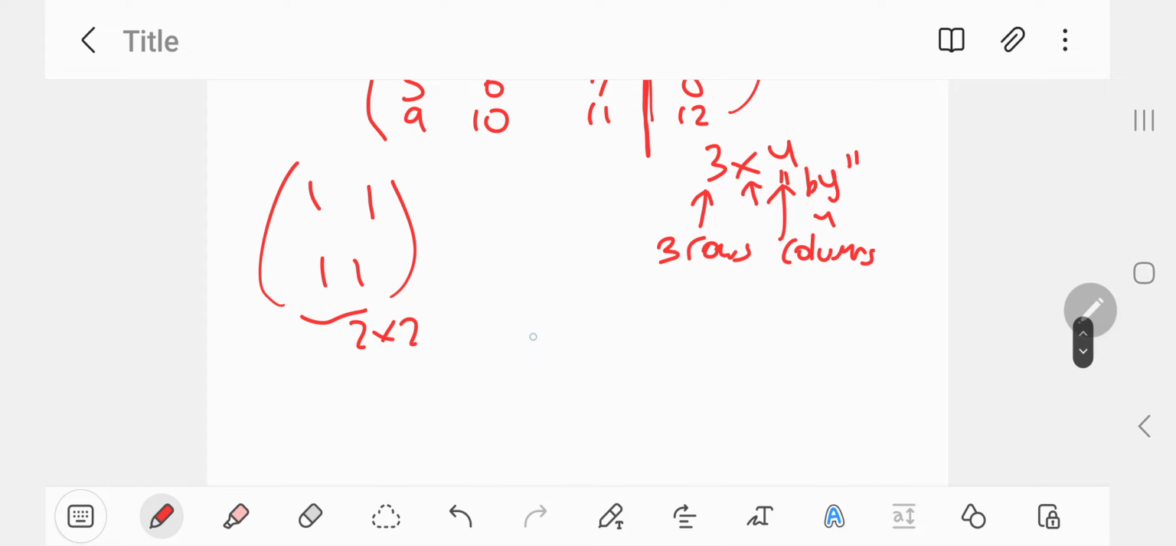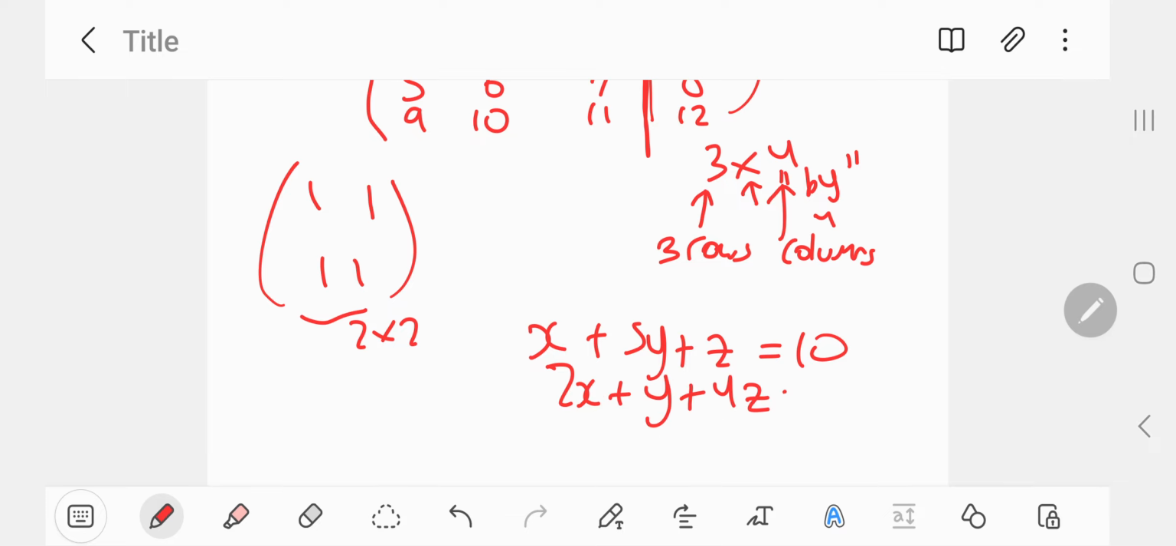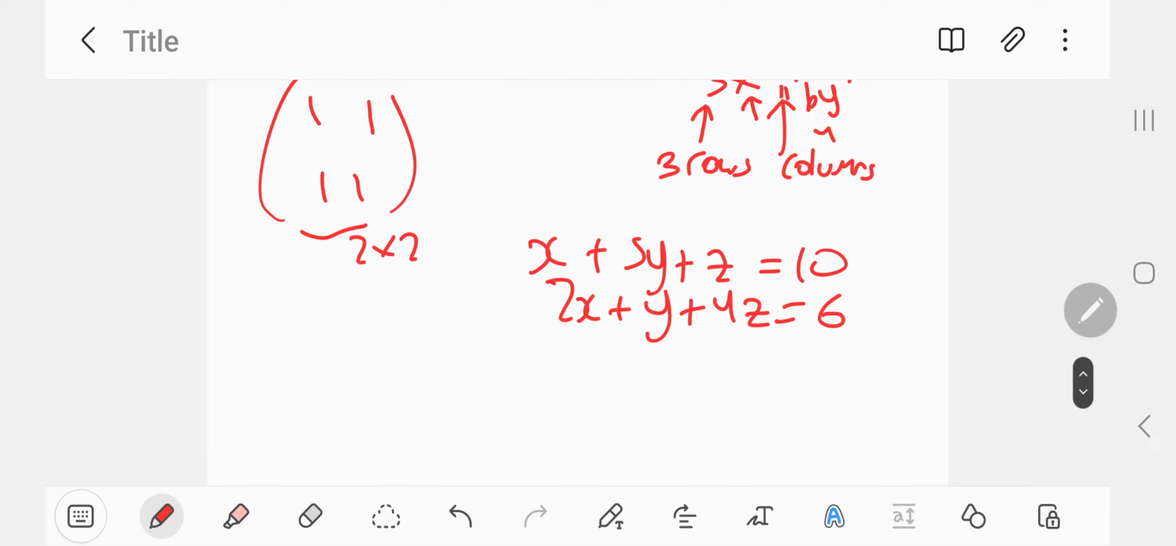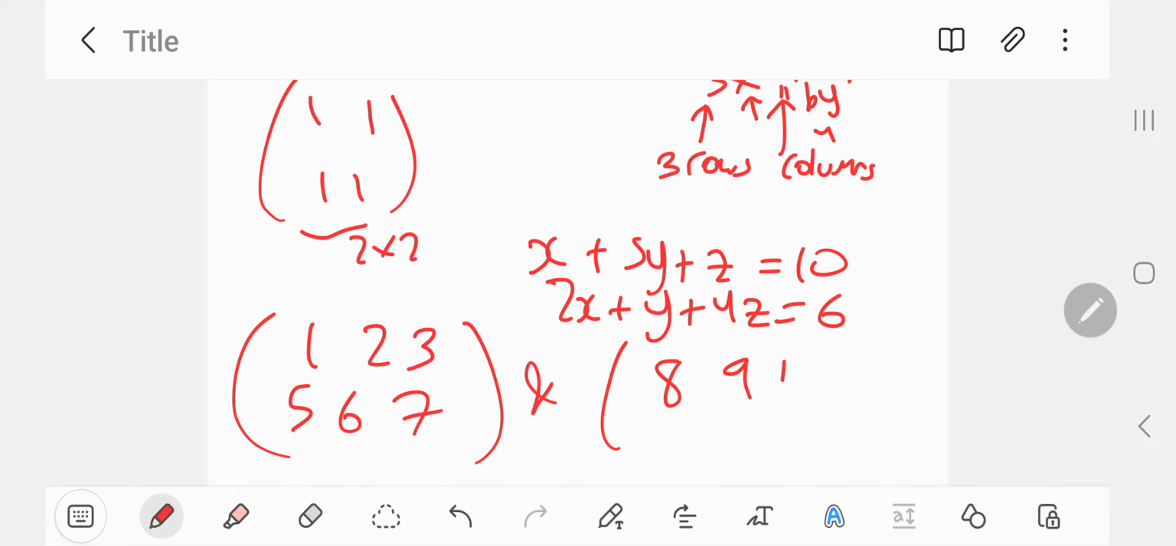As an exercise, try and rewrite this as a matrix when you get the time. It's just a good exercise. And just like vectors, matrices can also be added, subtracted, multiplied, etc., etc. So let's suppose we've got 2 matrices here. And this.